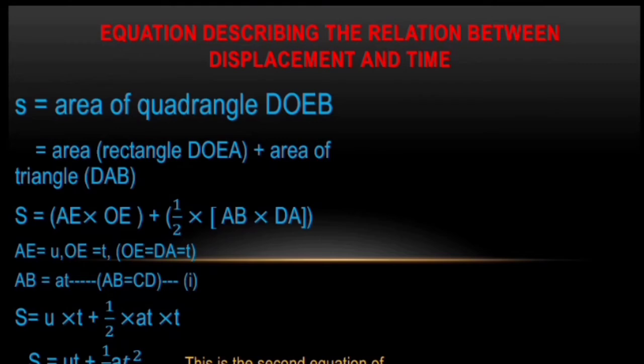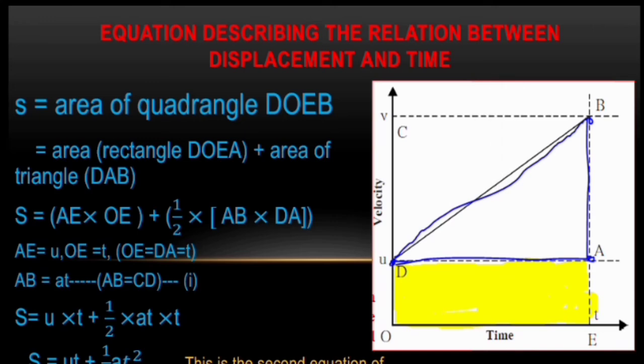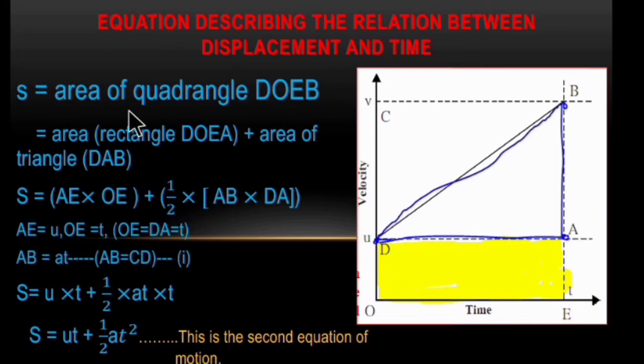Equation describing the relation between displacement and time. Let us suppose that an object with uniform acceleration a has covered a distance s within time t. From the graph, figure 1.9, the distance covered by the object during time t is given by the area of the quadrangle DOEB. s is equal to the area of the quadrangle DOEB.